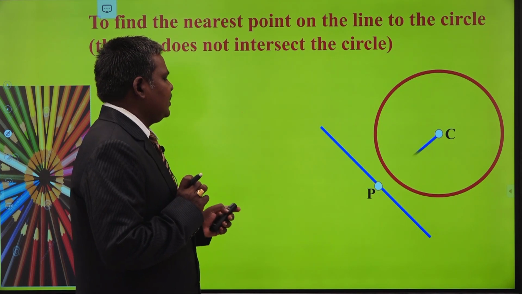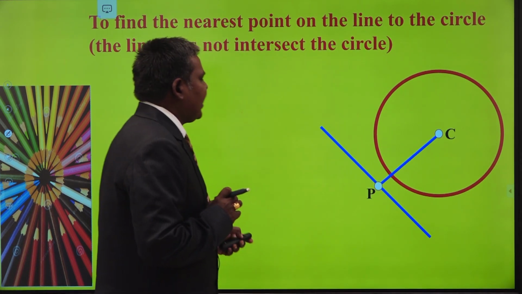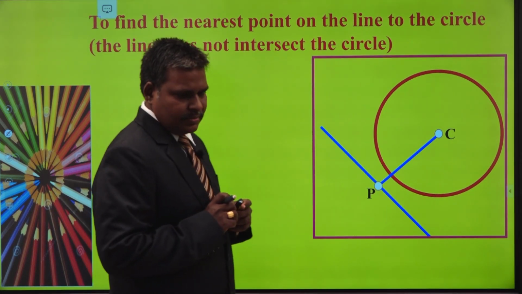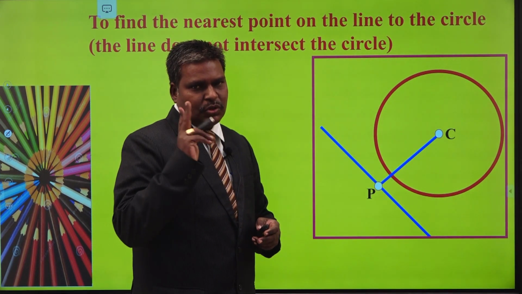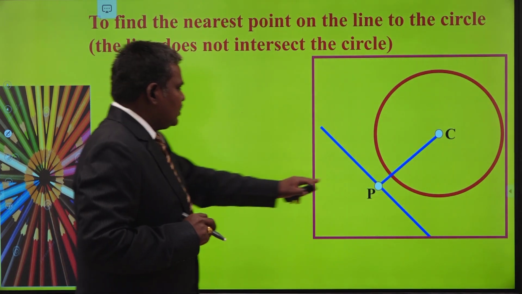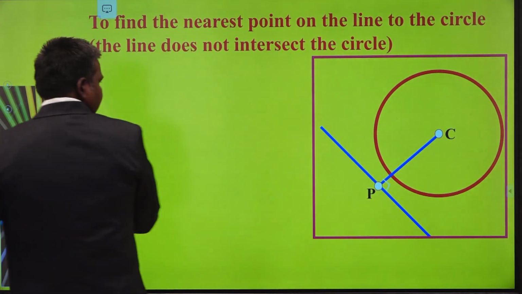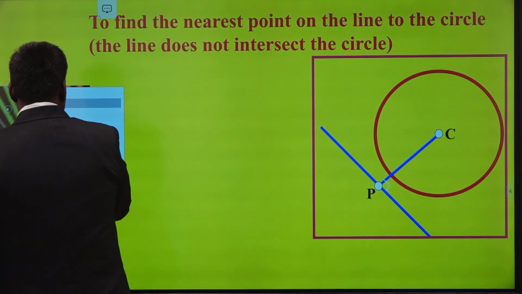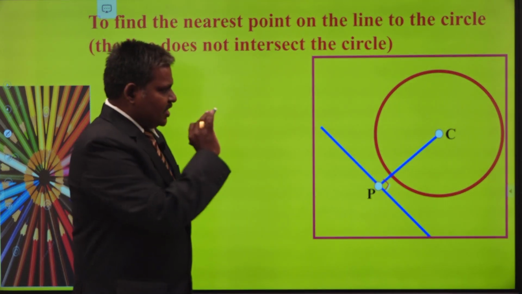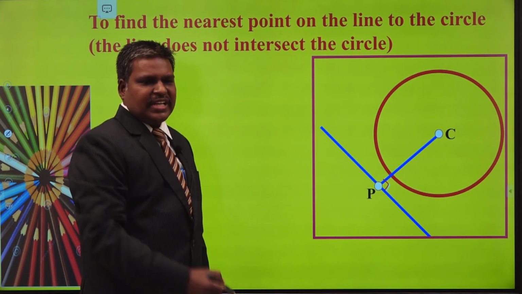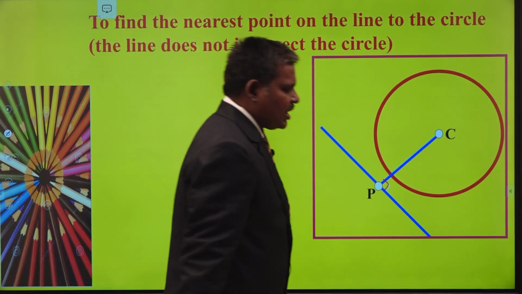This is the point P. If you join C to P, I am saying this is the nearest point on the line to the circle. How is it obtained? Why are we taking this point as the nearest point? So you have 2 tasks. Clearly, I am saying this is 90 degrees. Am I correct or not? Yes, this is 90 degrees. For this concept, you draw the perpendicular from center to the given line. Get this foot. That foot is your nearest point on the line to the circle.